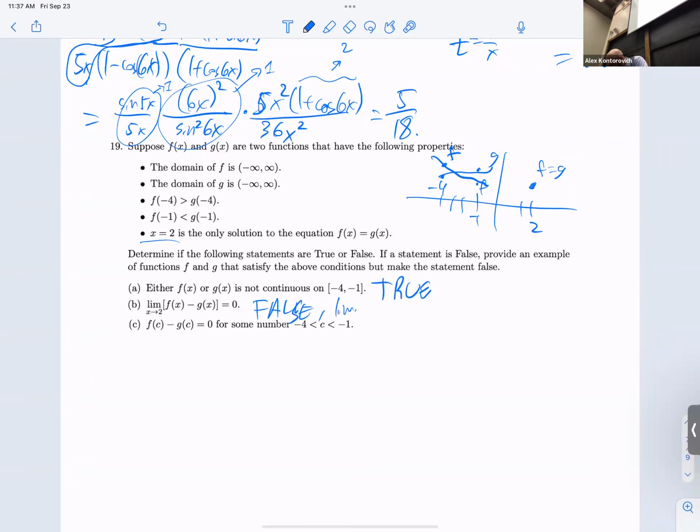Limits not known to agree with the value. In other words, we don't know that the functions are continuous at 2. Okay. F of c minus g of c is equal to 0 for some c in this interval. We don't know that they're continuous. Okay. So false. It could be not continuous.